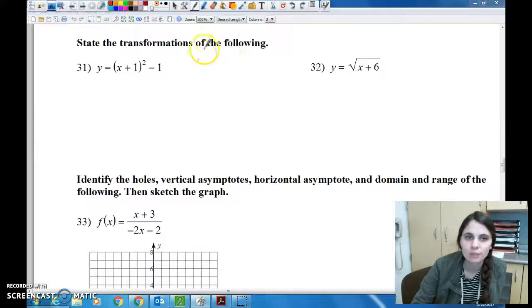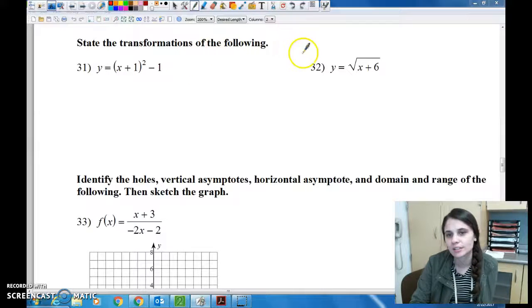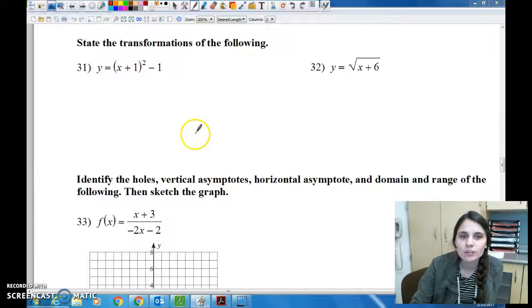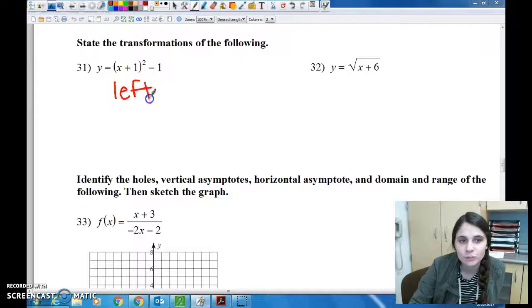table that said if you have plus this inside parentheses, it does this, and minus this outside of parentheses, it does that. So if you're looking through this or if you're on your test, I suggest looking in your green packet at those notes to help you with it. But on this one, for example, when I have a plus 1 inside the parentheses, that moves my graph left 1, and then a minus 1 outside parentheses moves it down 1.